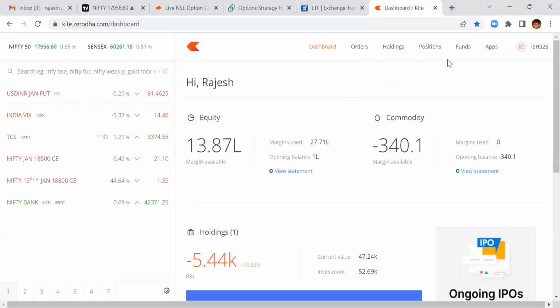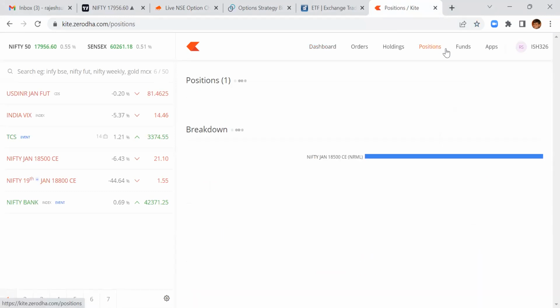Which one is open, this one? One second, it's taking time.